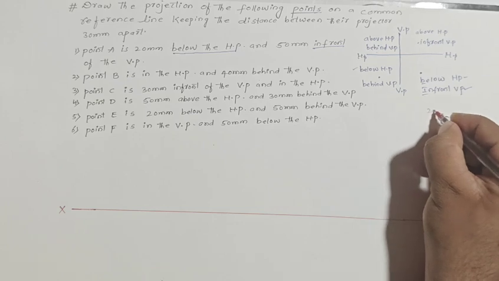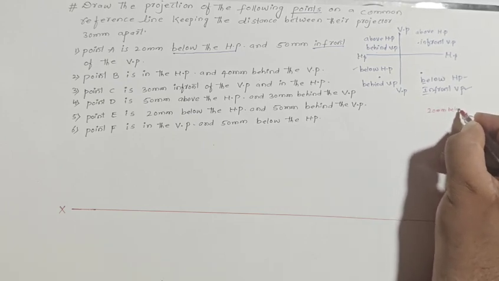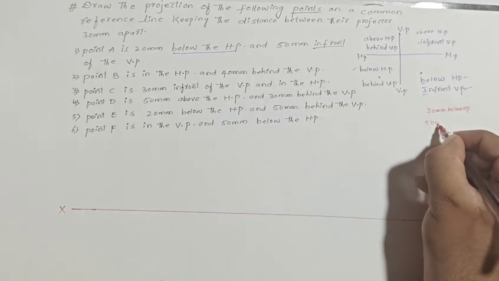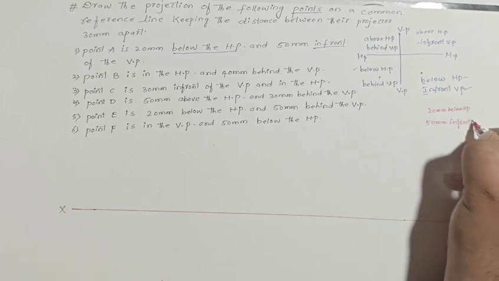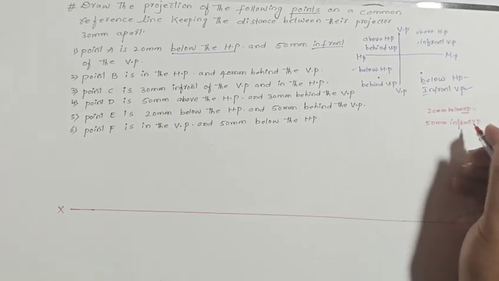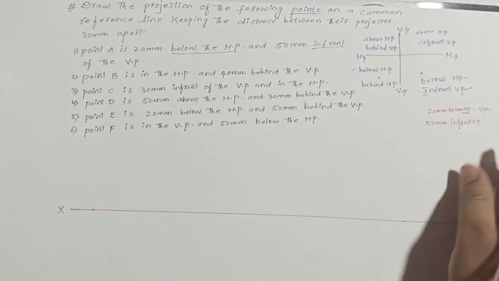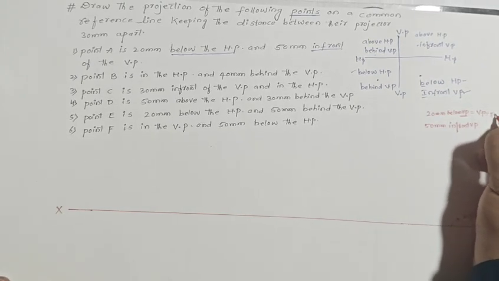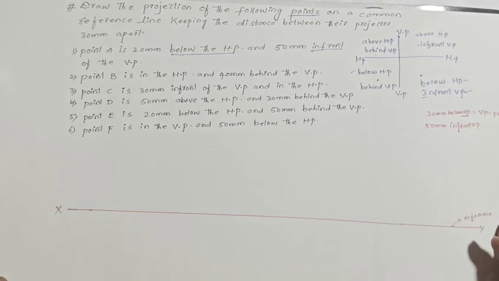So let's see, 20 mm below the HP and 50 mm in front of VP. I told you one trick, is it right? In front of VP means you have to draw the projection on the vertical plane. The vertical plane, what we can say here, we can say as front view. It represents the point A dash. Clear?